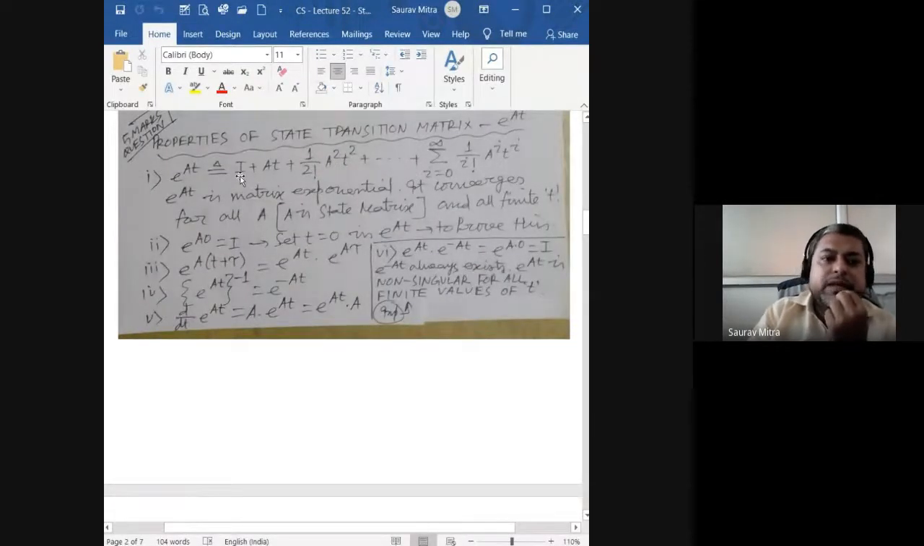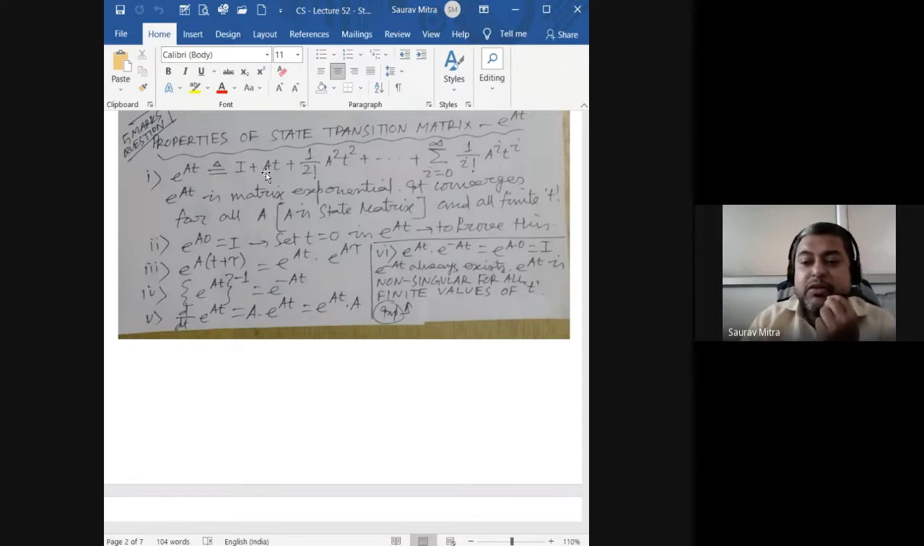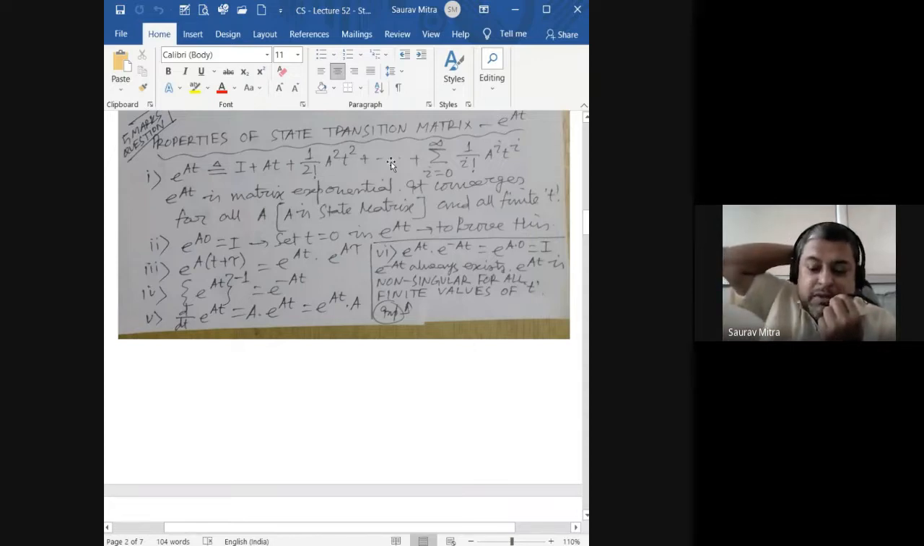I is 1 0 0 1. At is whatever the A matrix is, multiplied by t. Now, depending on every time instant, I told you that at every time instant you have to find out the value of that state variable. So this e raised to at helps you find that. All are 2 by 2 matrices. If you add all these things, that is I, at, 1 by 2 factorial a square t square, 1 by 3 factorial a cube t cube, all are 2-dimensional matrices. So you'll find e raised to at also will be a 2 by 2 matrix.